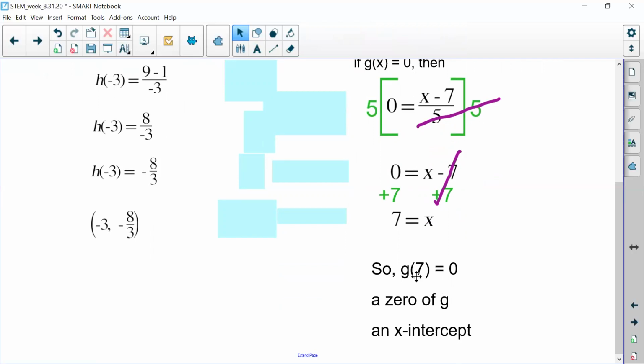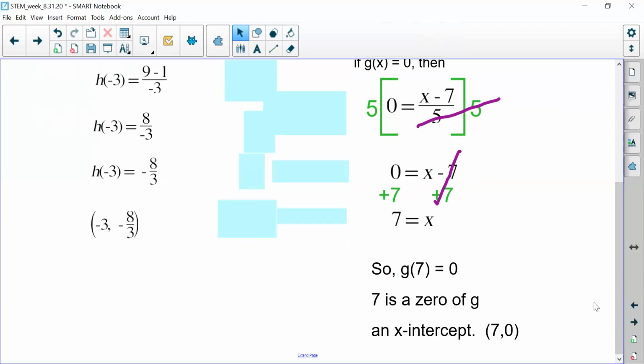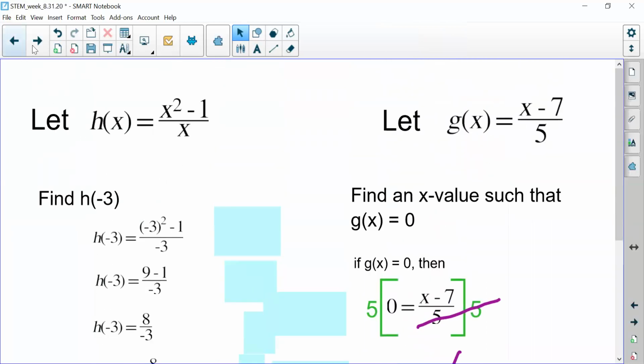But whenever you find an x value that results in 0, that x value is called a 0. So 7 is a 0 of g. It's also an x-intercept. The ordered pair 7, 0 is an x-intercept of the function g of x, this thing right here.